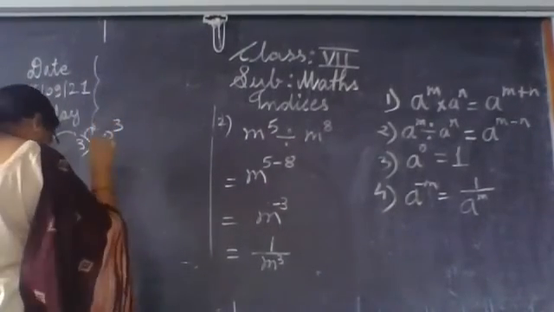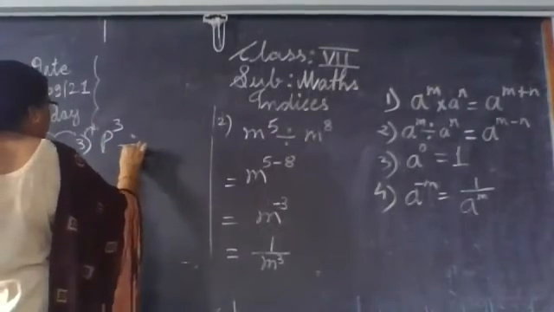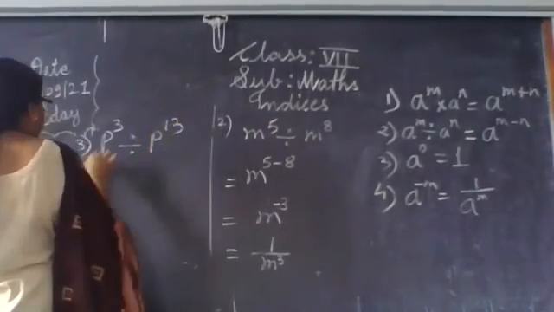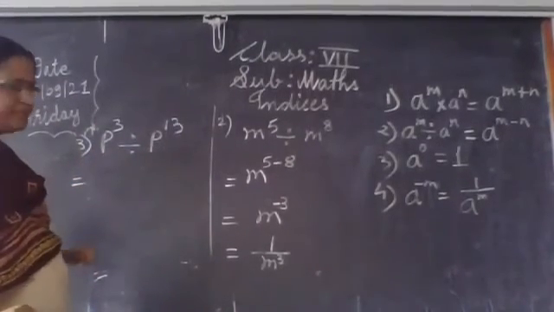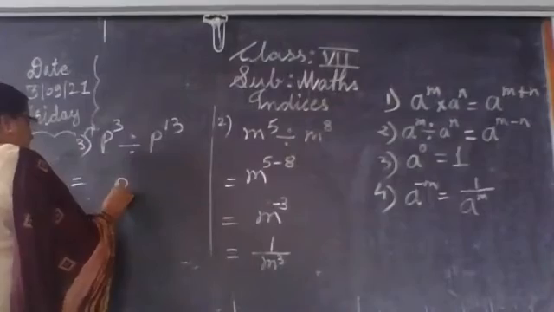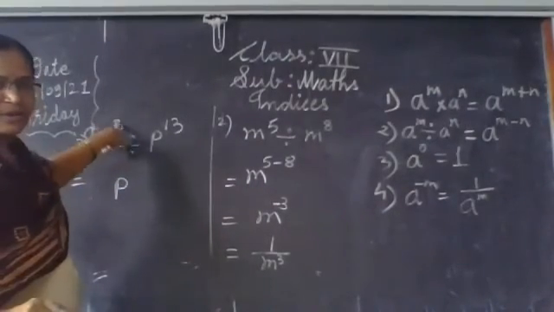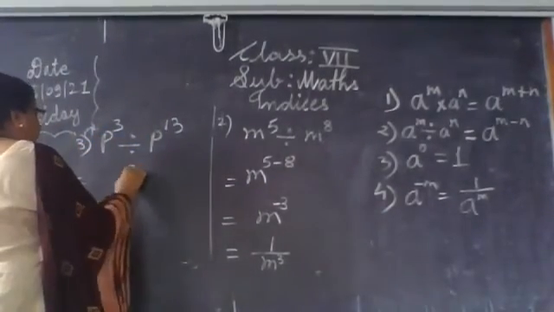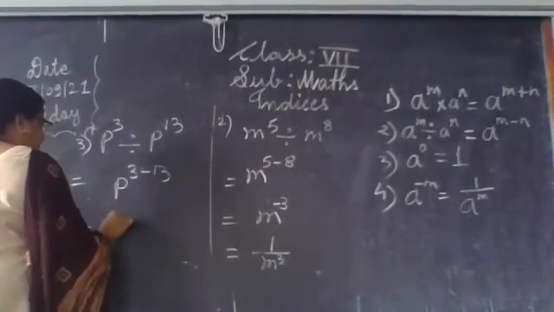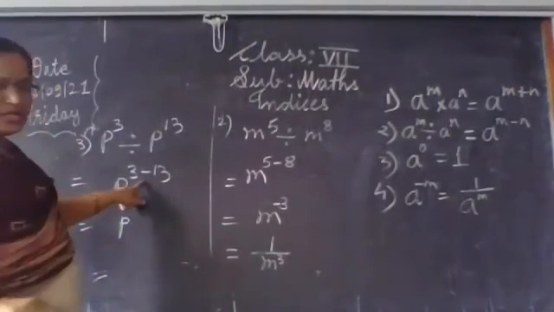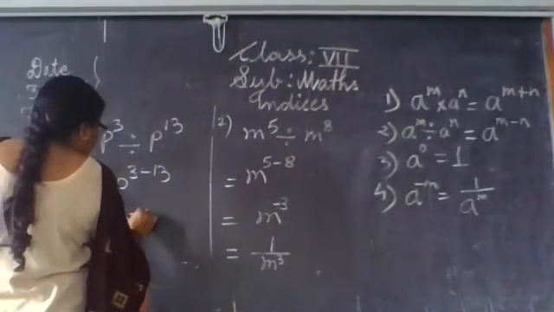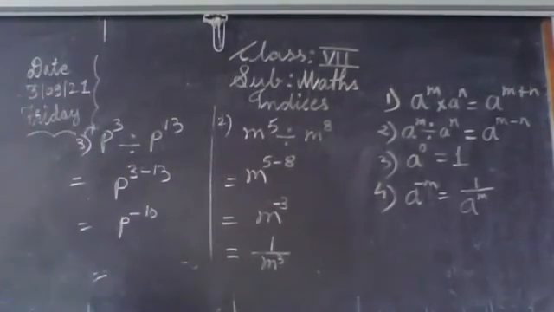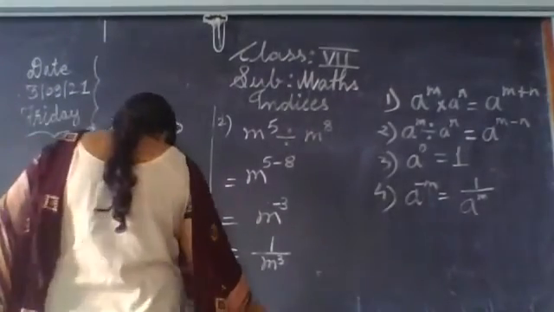See the third one. p raised to the power 3 divided by p raised to the power 30. Again, check the bases. Yes, they are same. So write only once. Division is there. Subtract the powers. So here you have to subtract the smaller number from the greater. So your answer is negative. Got it, beta? Now see the last one.